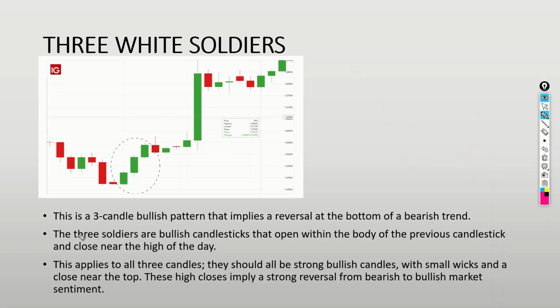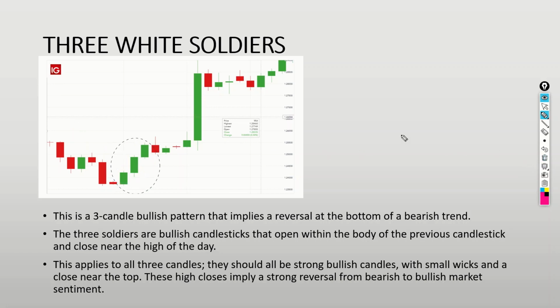Okay. So the three white soldiers are bullish candlesticks that open within the body of the previous candlestick and close near the high of the day. Okay. So this implies that all three candles should be strong bullish candles with small wicks and close near the top. The high closes imply a strong reversal from a bearish to a bullish market sentiment. Okay, so we are saying that you see a clear downtrend, of course, then you form a series of bullish candles which close higher. Okay, that's one. This is what we call the three white soldiers.